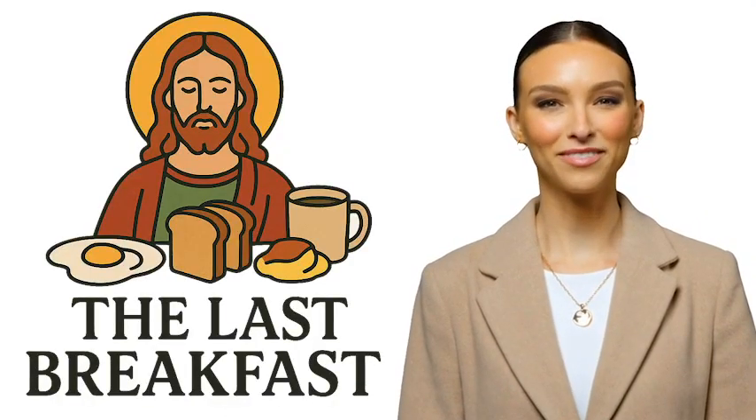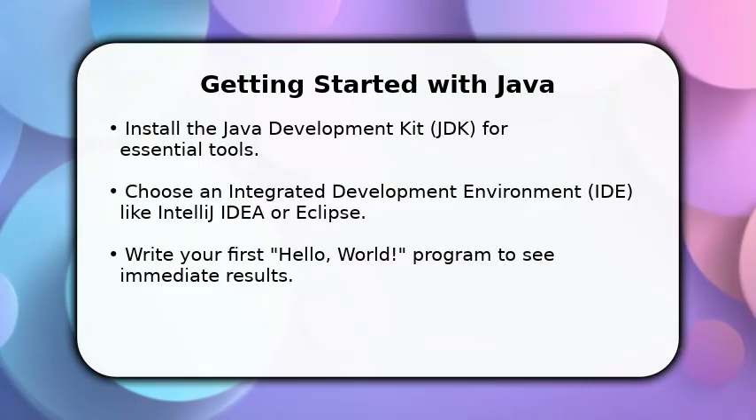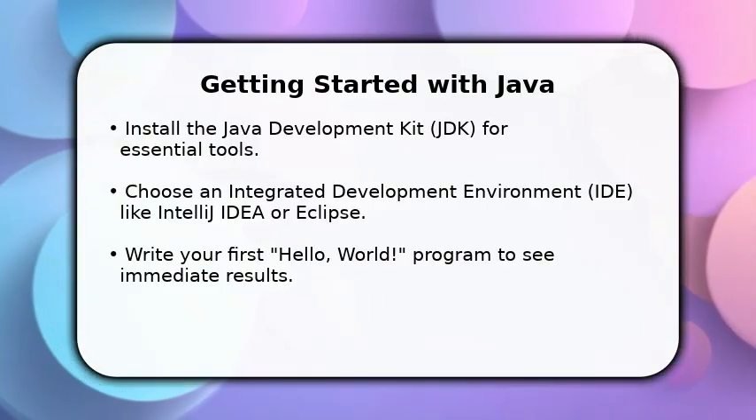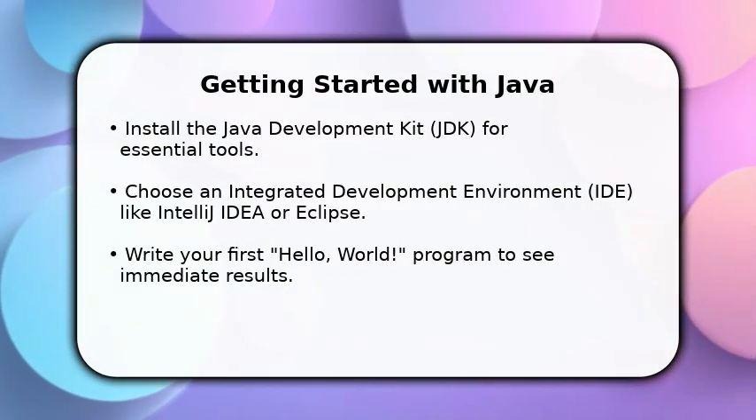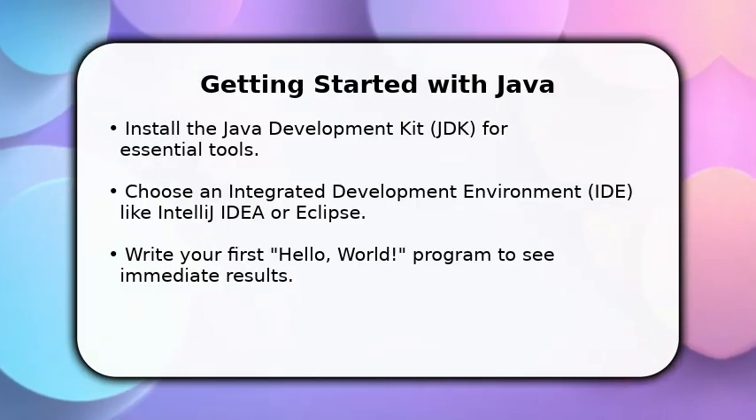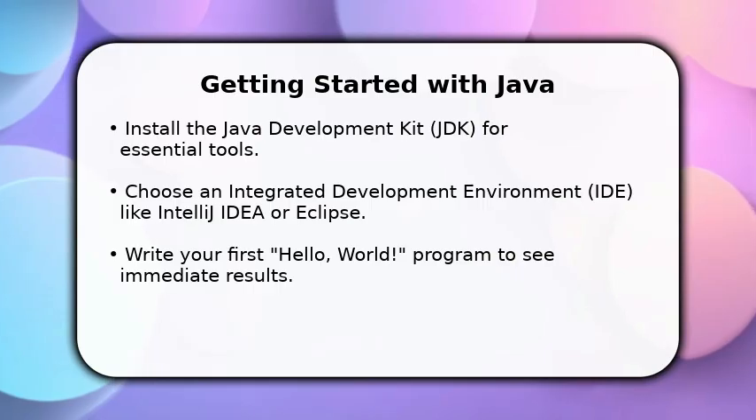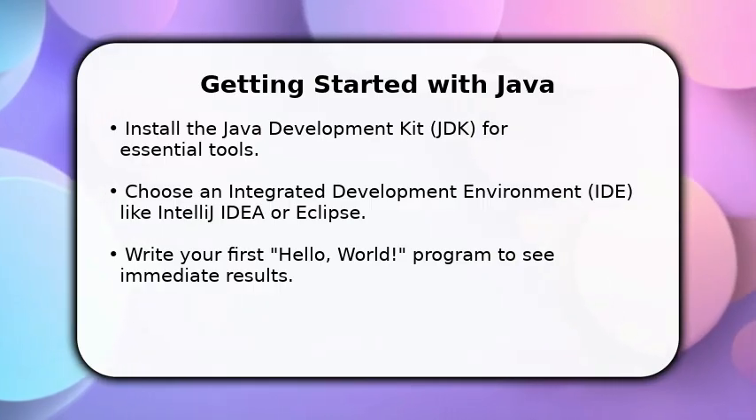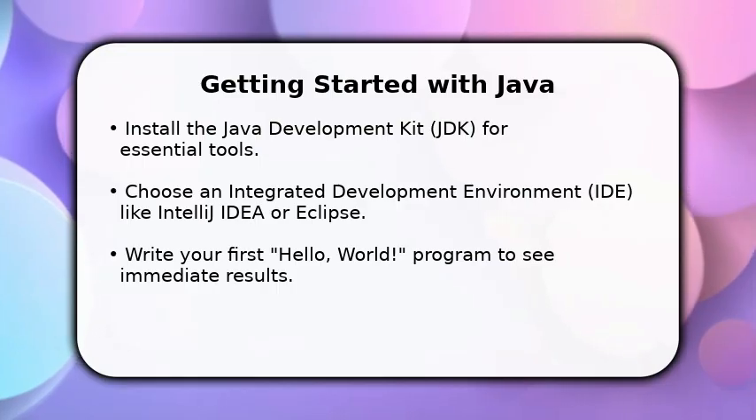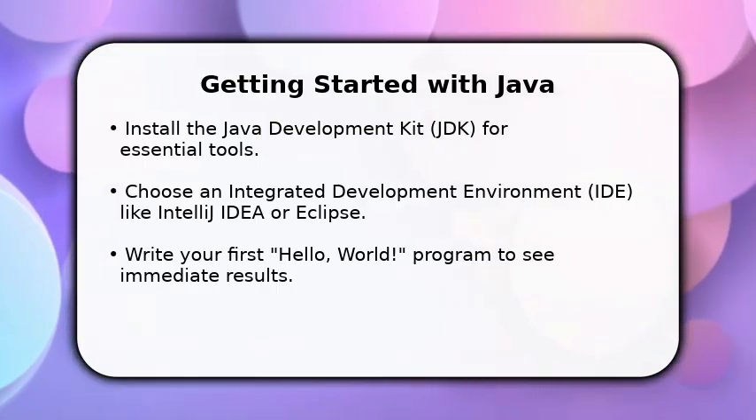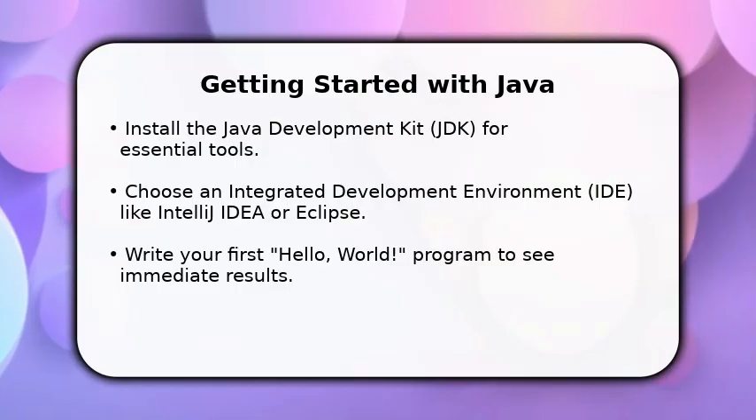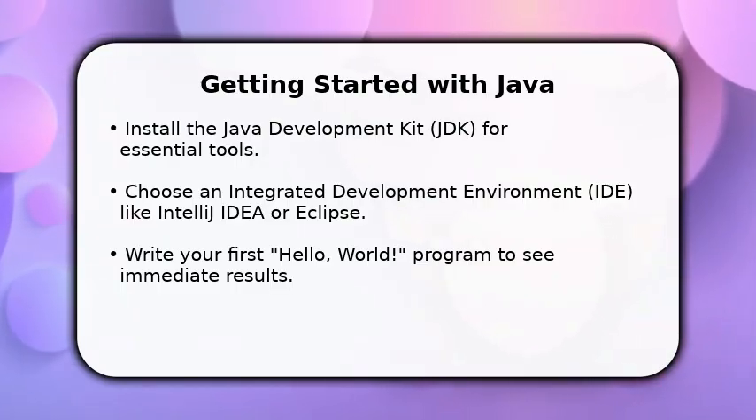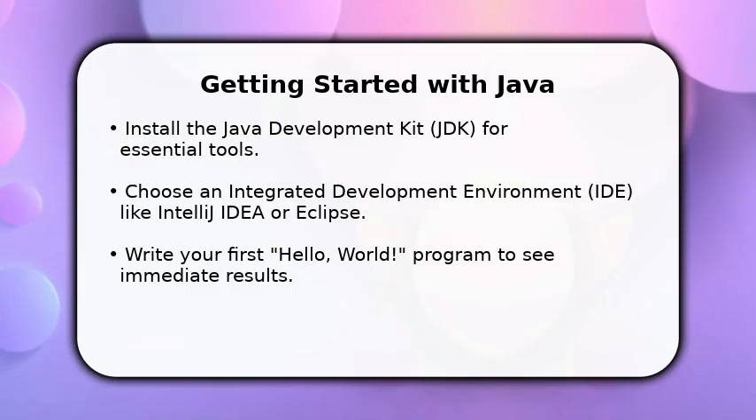Please enjoy the video. In this video, I will explain how to learn Java easily. First, you'll want to set up your development environment. This involves installing the Java Development Kit, or JDK, which provides all the necessary tools. Next, select an integrated development environment, such as IntelliJ IDEA or Eclipse, to write and manage your code efficiently. Finally, create your very first Hello World program. It's a simple yet crucial step to confirm everything is working correctly and to grasp fundamental syntax.